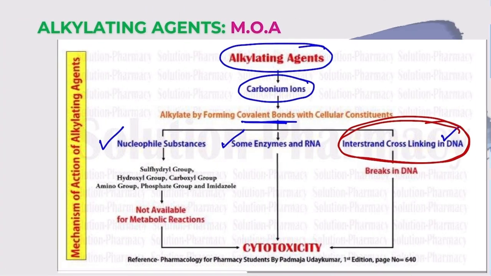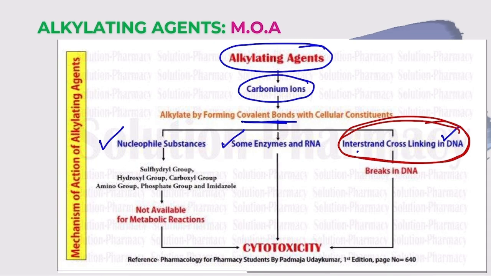This is one DNA and this is another DNA. Now alkylating agents bind to this region and bind to this region, and they form interstrand cross-linking. This is called interstrand cross-linking, and that results in breakdown of DNA.